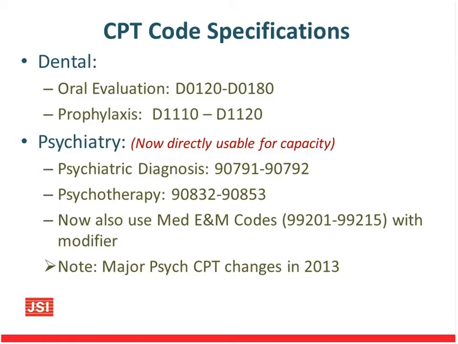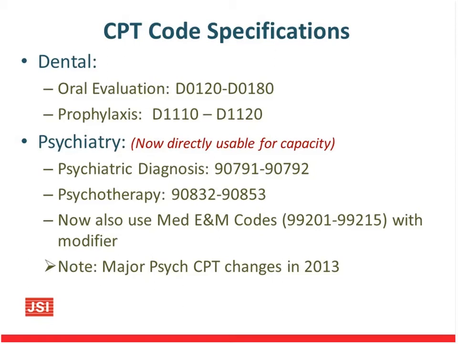Where it says now directly usable for capacity, for anyone who's done this for a while, there used to not be a factor to translate claims into FTE, and now there is, at 4,000 to 1. So that's good in terms of being able to directly apply that data.